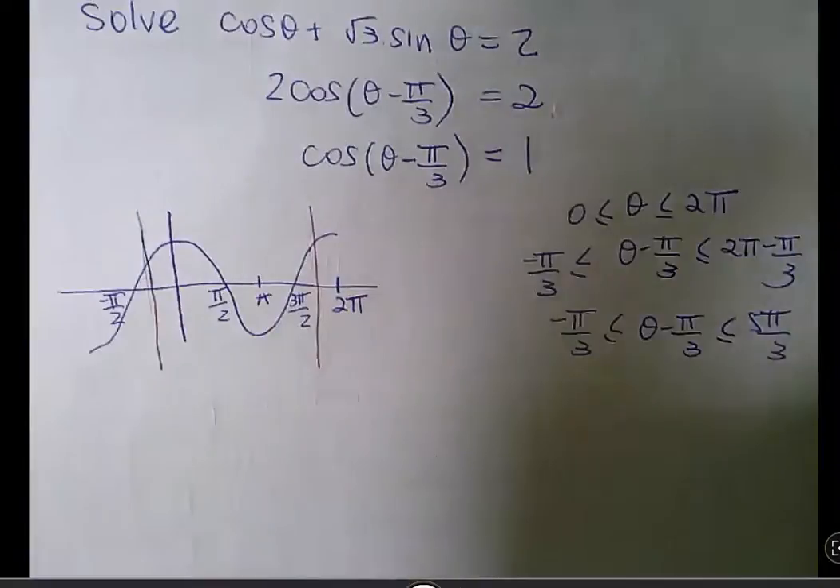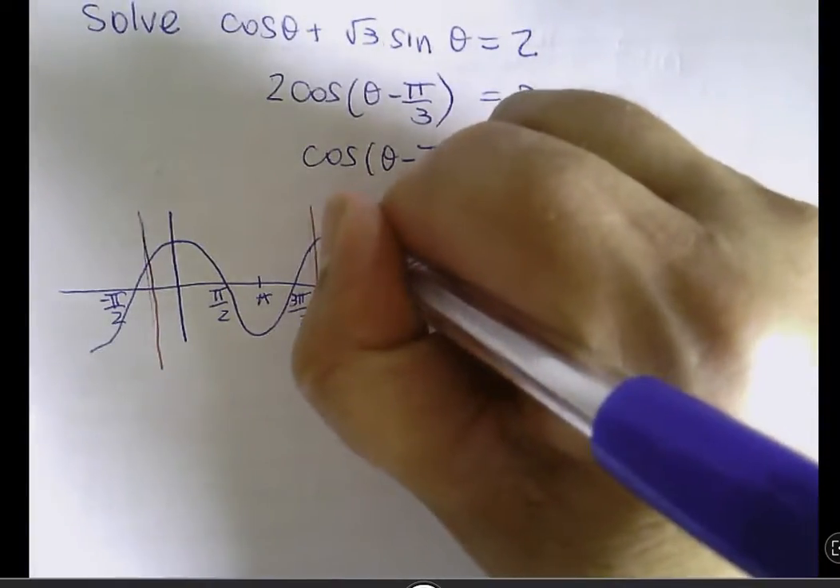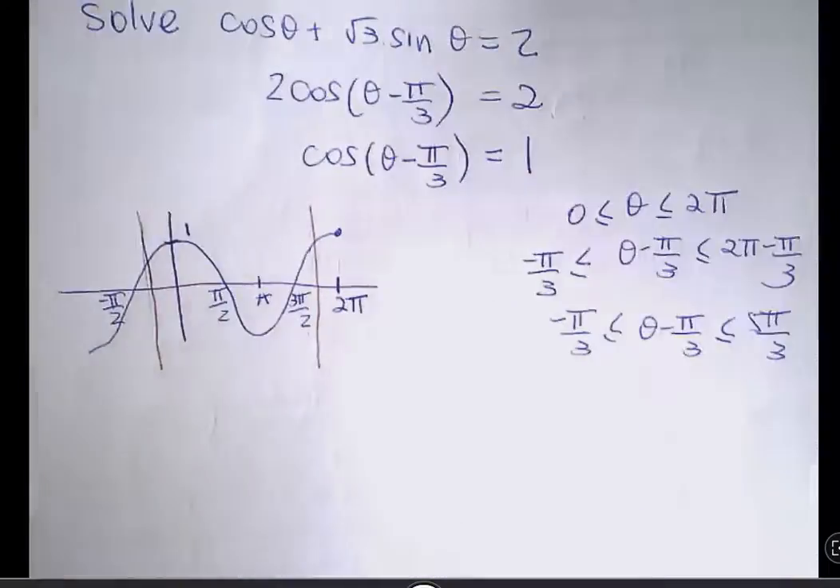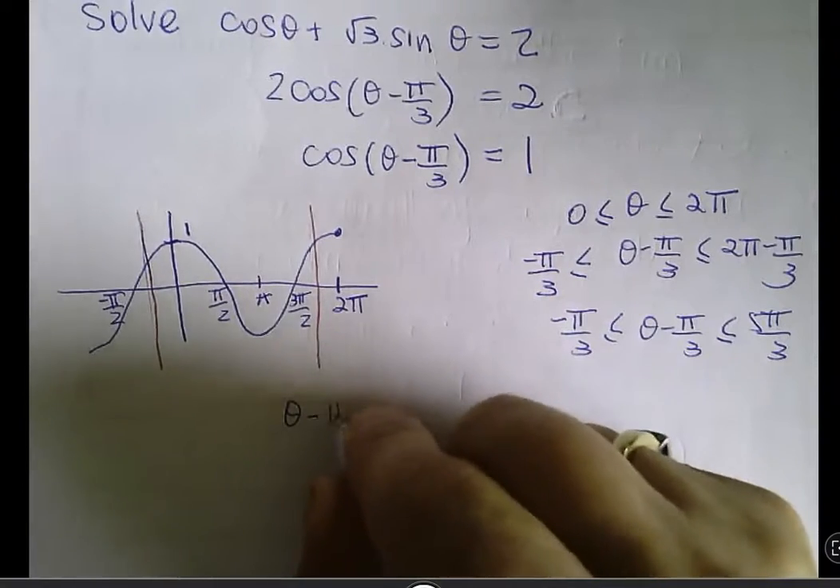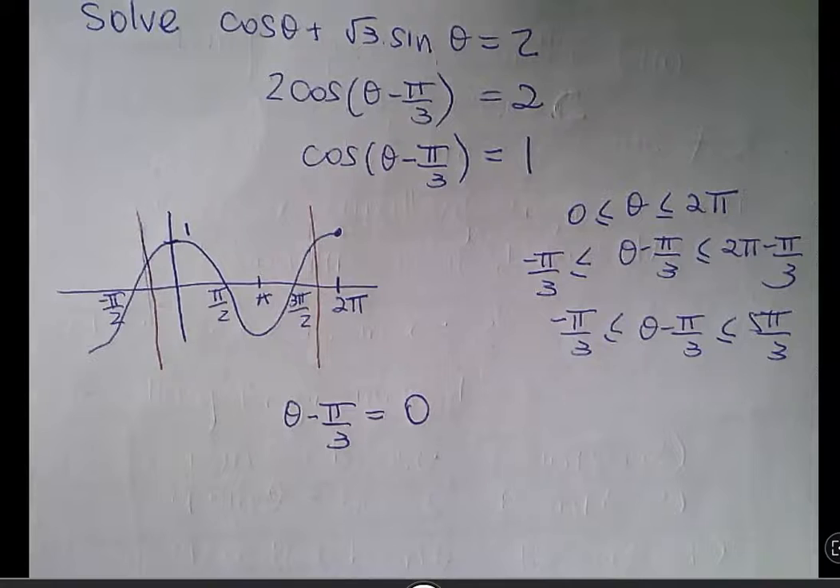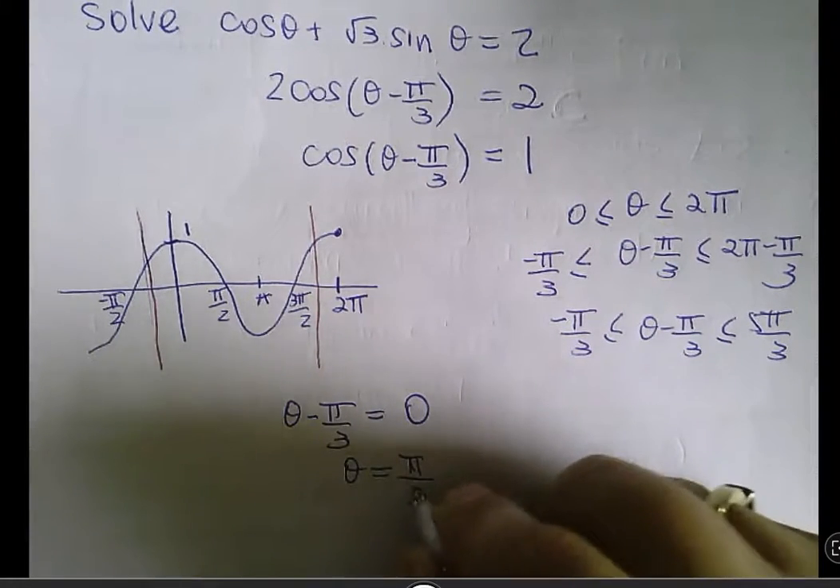Now tell me what the solution is for where does this equal 1? Well, there's a 1 up there, but that's outside. Where does this equal 1? Only in one spot. So therefore we have to go theta minus pi on 3 is 0. Therefore, what's theta? Pi on 3.